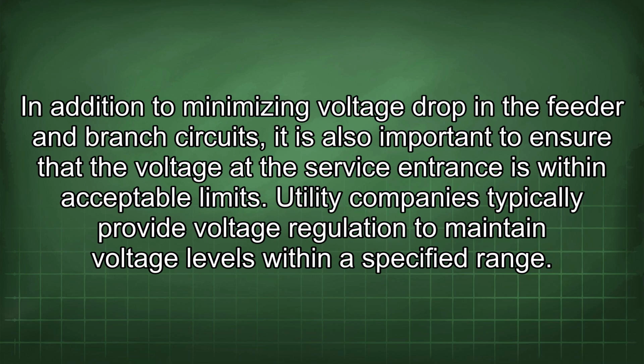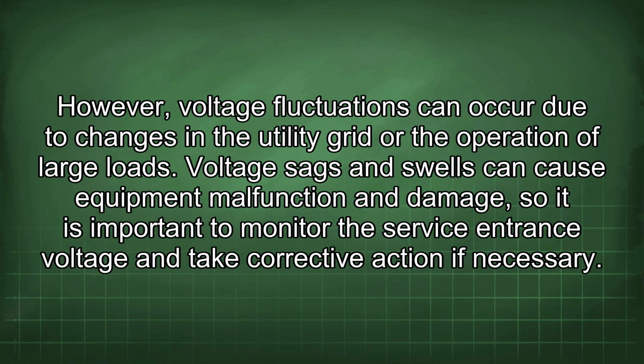Utility companies typically provide voltage regulation to maintain voltage levels within a specified range. However, voltage fluctuations can occur due to changes in the utility grid or the operation of large loads. Voltage spikes and swells can cause equipment malfunction and damage, so it is important to monitor the service entrance voltage and take corrective action if necessary.